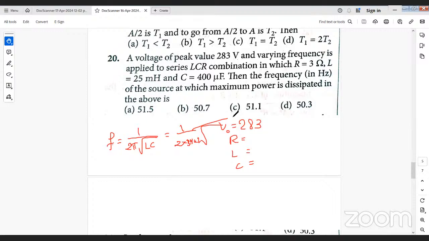After substitution you should get this answer as 50.3. Do it properly because the options are 51, 50, 51 point something. So options are varying in the decimal points. For that reason, the calculation should be accurate, students. Please do the calculation accurately. It is option D, 50.3.